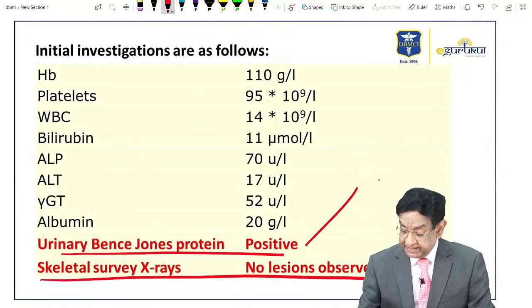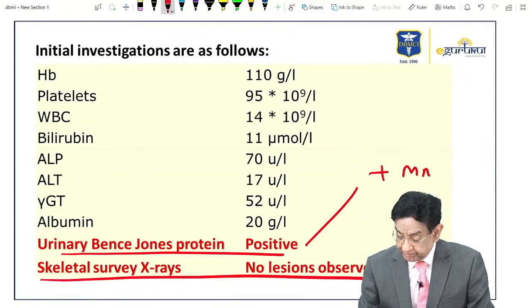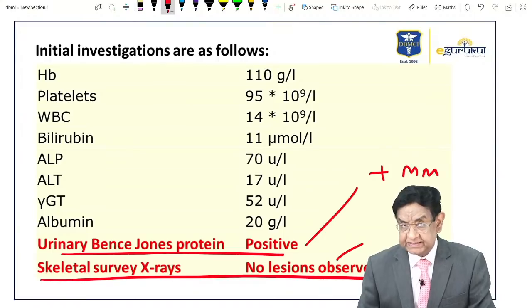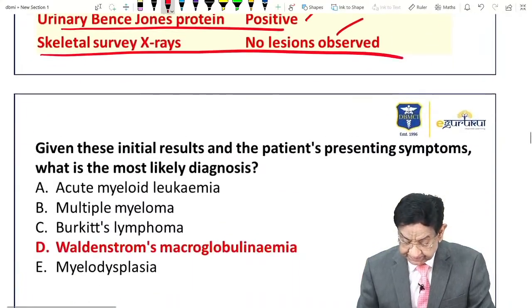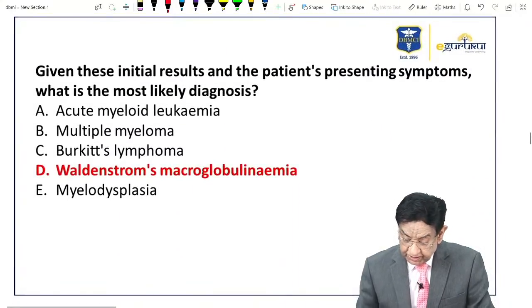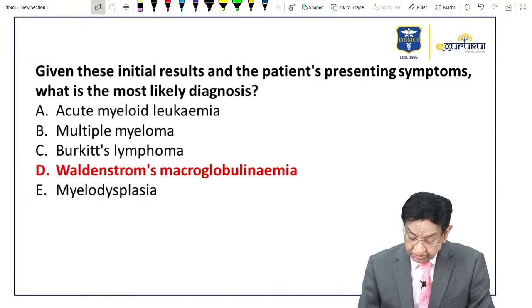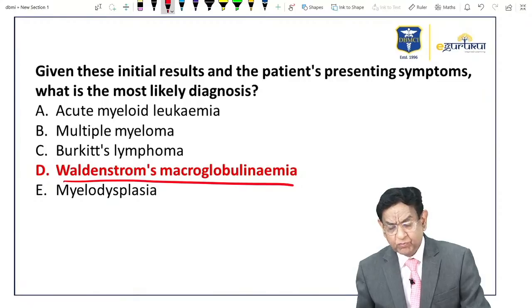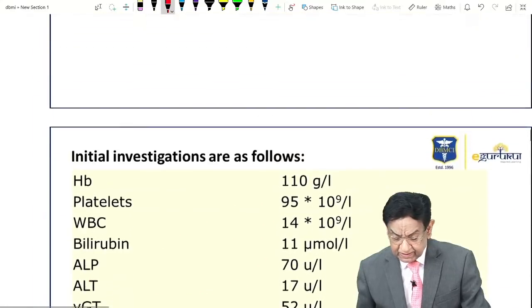It can be multiple myeloma. But he has no lytic lesion. This is one point which goes against multiple myeloma. Let us see. What is the most likely cause? Waldenstrom macroglobulinemia.